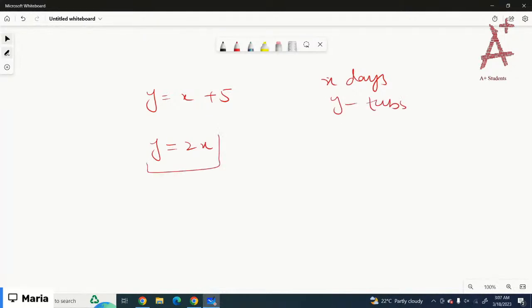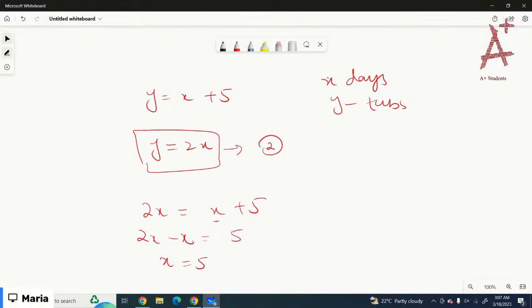Okay, so here the variable y is already isolated. Let's substitute equation 2 in 1. So just replace: 2x equals x plus 5, and now solve this equation for x. Move that x to the other side. It would be 2x minus x equals 5. So 2x minus x is x, and x equals 5. Now you have to calculate the value of y. So substitute x equals 5 in this equation.